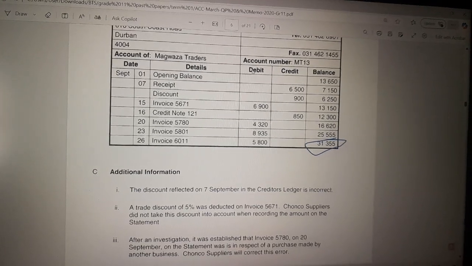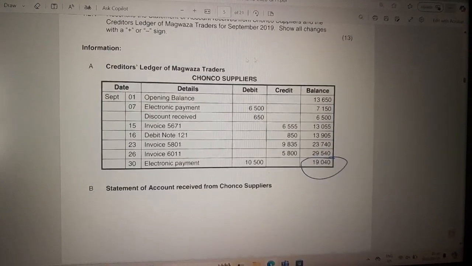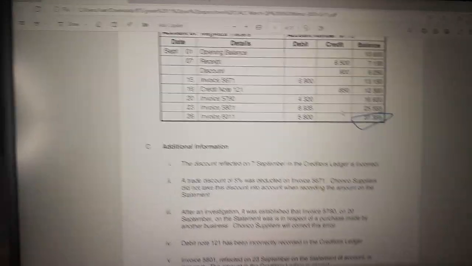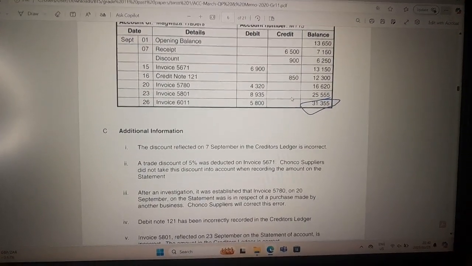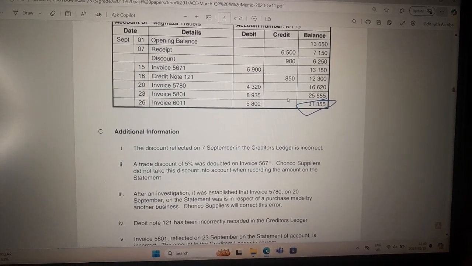First of all, ensuring the goods are on the right side. This one is definitely on the debit, and this one is on the credit, because it's an invoice, signifying an increase in the amount payable. So the sides are definitely correct. So the amounts are not correct.